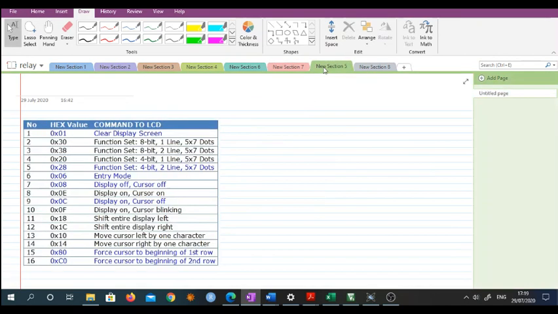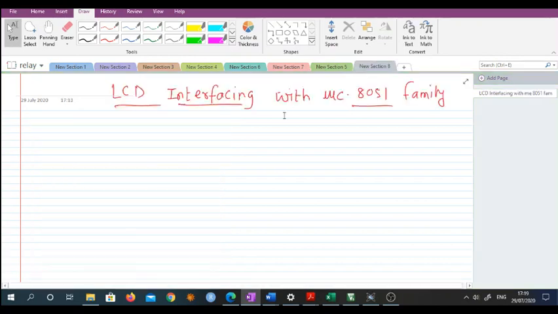And now let us quickly move to the various commands. Before I go to the various commands, let me explain how the LCD is interfaced with the 8051 microcontroller. For that, let's say I am drawing the microcontroller here. This is my microcontroller portion. Pins P2.0 to P2.7 I am connecting to the data pins. Let's say this is my 16 by 2 LCD display.